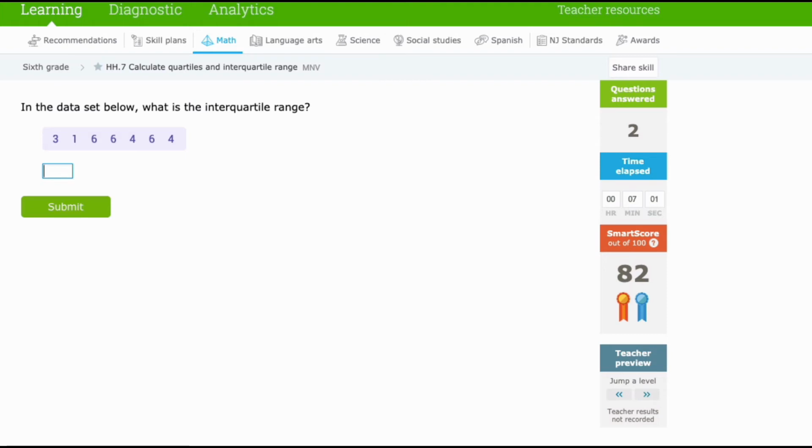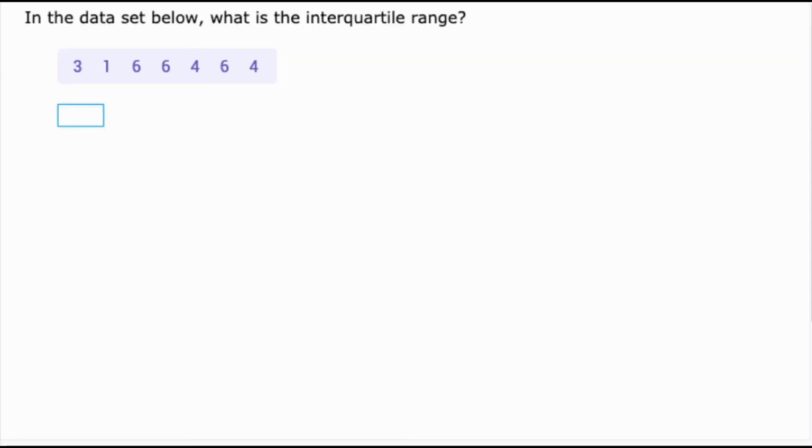I'm going to do one of these and then I'm done for the day, and then you're just on your own. But here is one of these. I'll put it on my screen now. Okay, so in the data set below, what is the interquartile range? Interquartile range, IQR. That's a fancy way of saying what is the range of the middle part of the data.